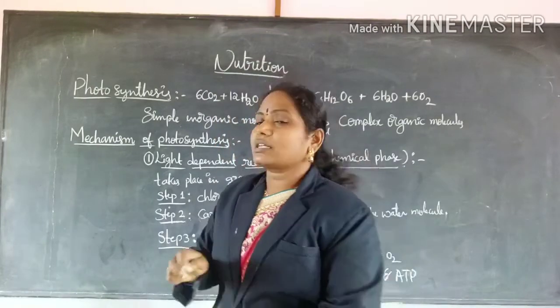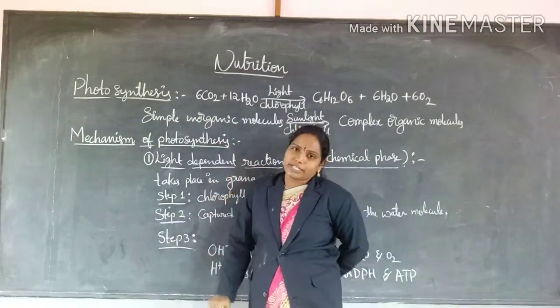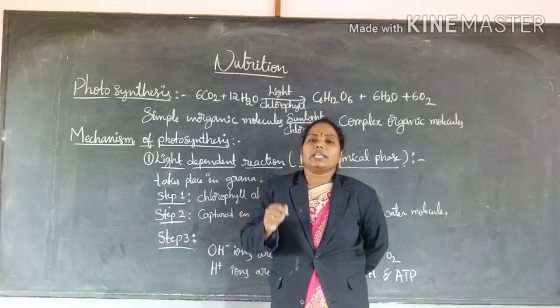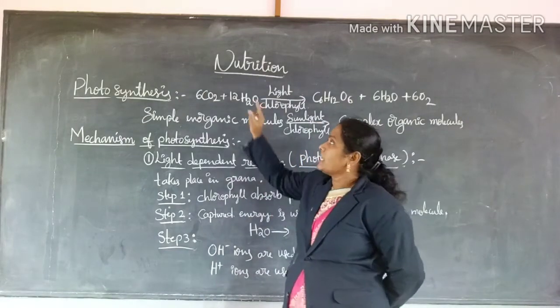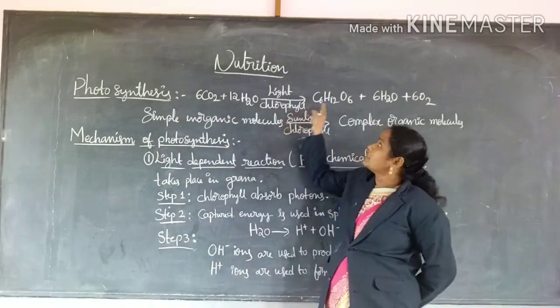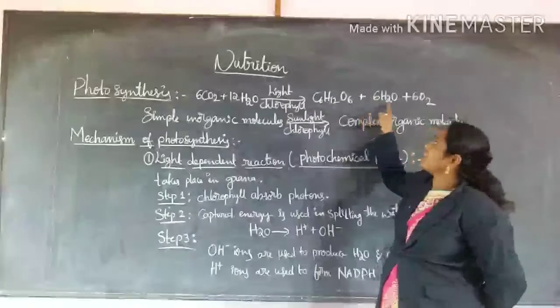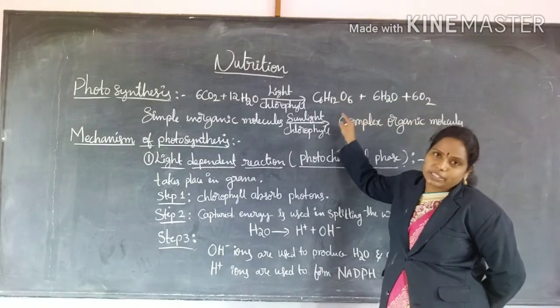Okay, so let us come to the point. First one, what is photosynthesis? Already you know the equation of photosynthesis. What is the equation of photosynthesis? 6CO2 plus 12H2O gives rise to C6H12O6 plus 6H2O plus 6O2. This is the equation of photosynthesis.